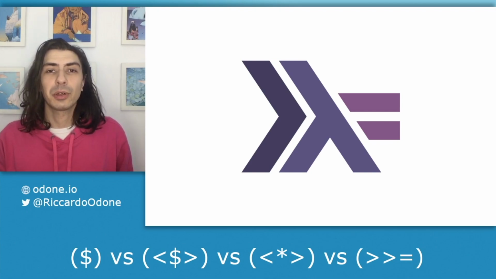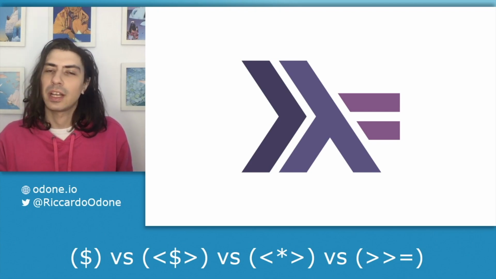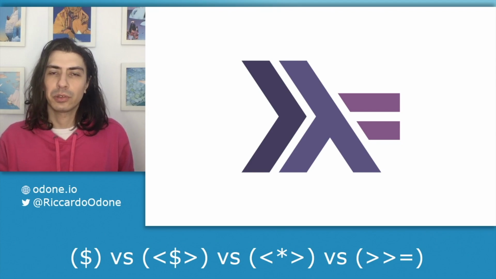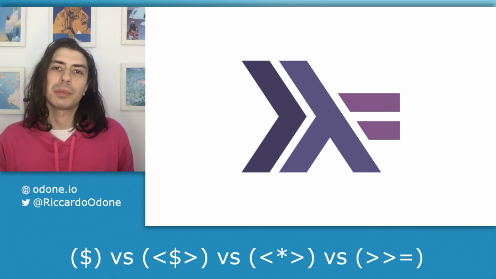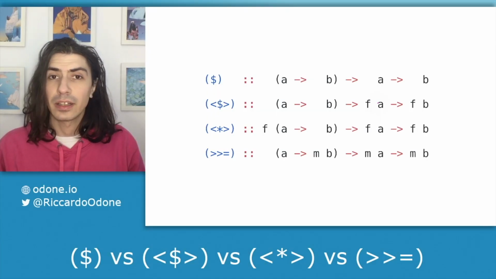Cool. Today we're going to compare the operators we've seen in the last 4 videos. In particular, we're going to take a look at function application, Fmap, sequential application, and bind. Let's do it. Okay, let's recap the 4 operators we're dealing with.